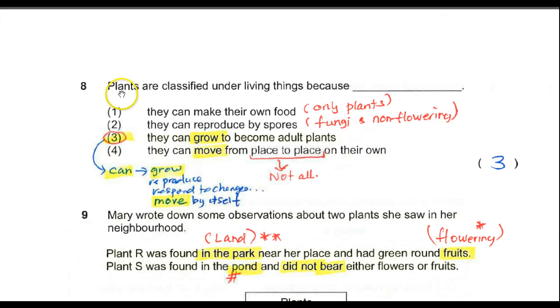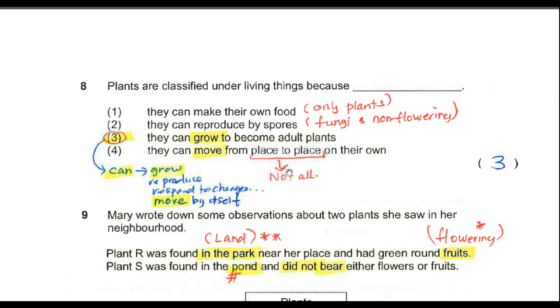Next, plants are classified under living things because, now, they can make their own food refers only to plants. Plants are classified under living things just because they can make their own food, or they can reproduce by spores. No. A lot of living things can't make their own food, but they are still classified as living things. Plants are classified as living things because they can grow and become adults. Plants, right? They can move, right? 2 is correct, but they can't move from place to place.